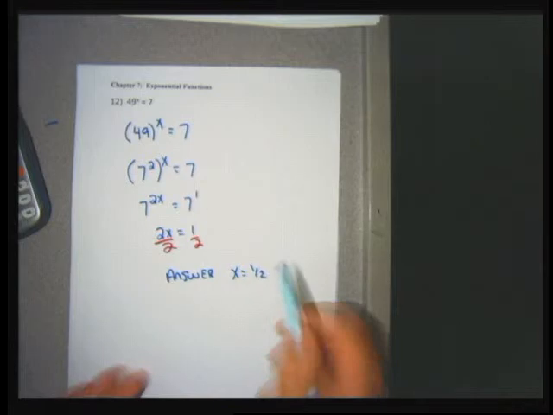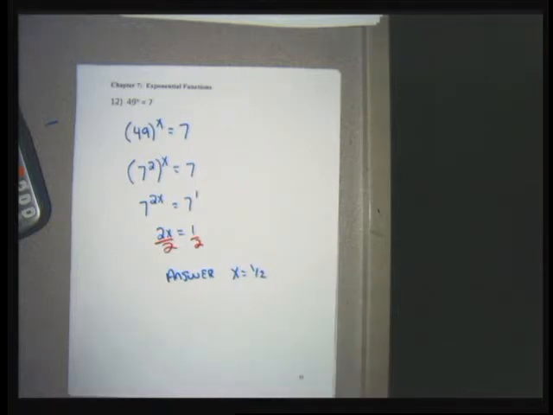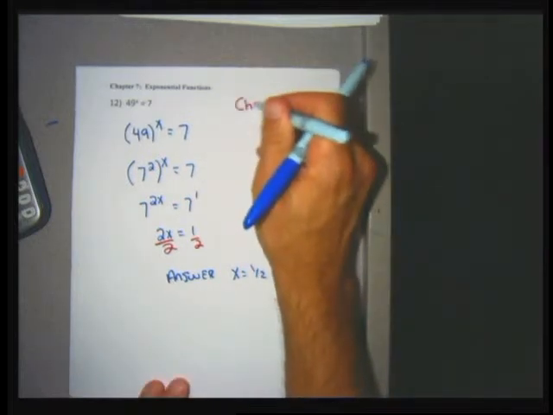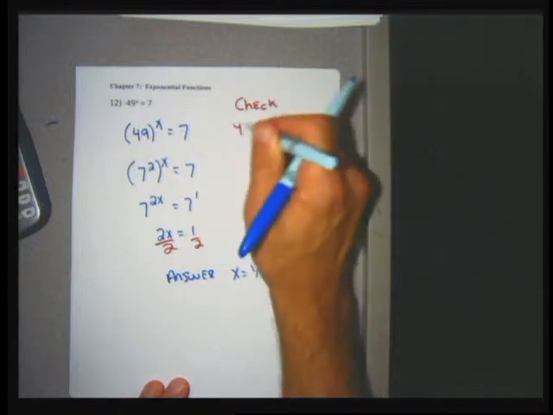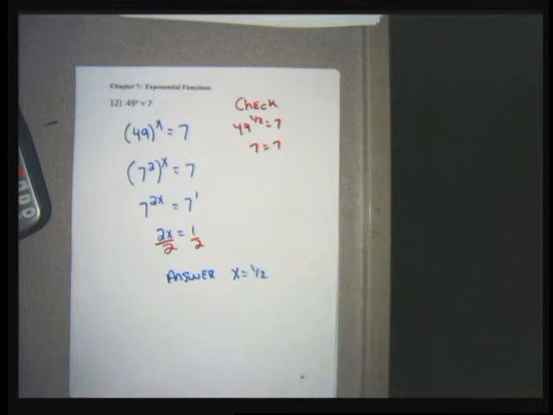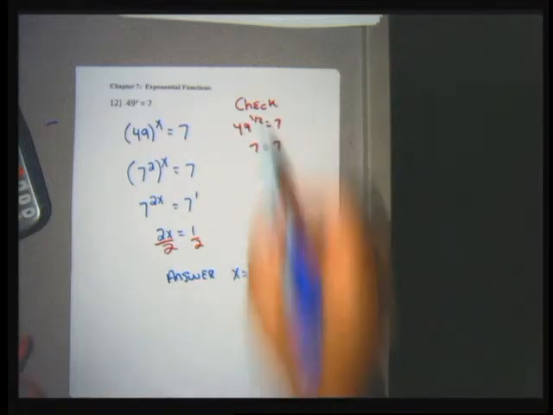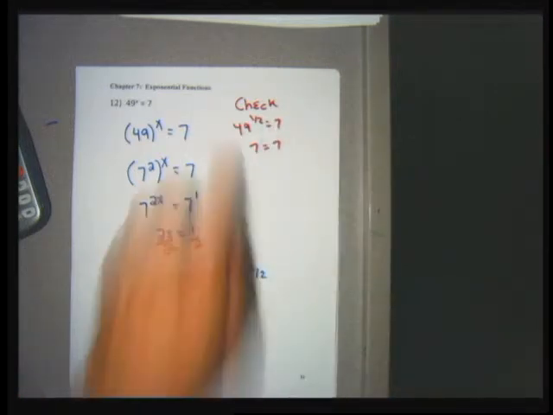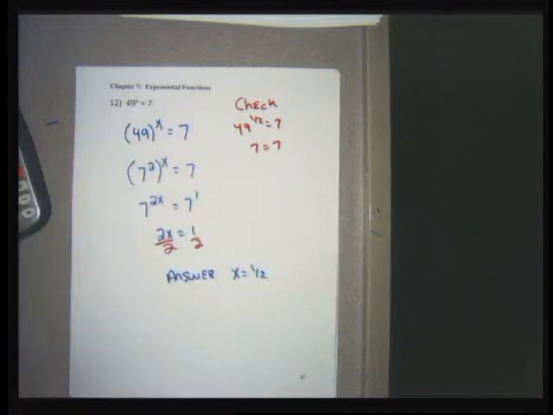And I'll skip checking this. You can check it yourself by going and confirming that 49 to the 1/2 power equals 7. And if you do that on your calculator, it'll give you that, because 1/2 power is the same as square root. So this is like saying the square root of 49 equals 7, and it is.